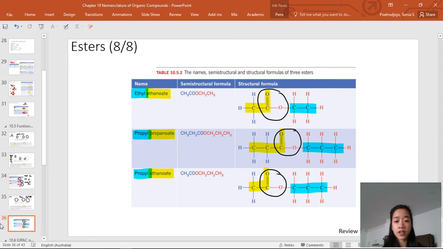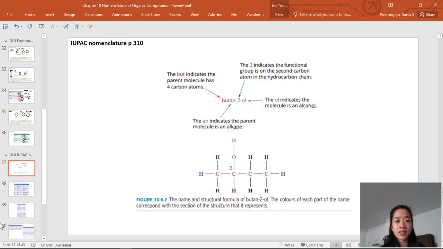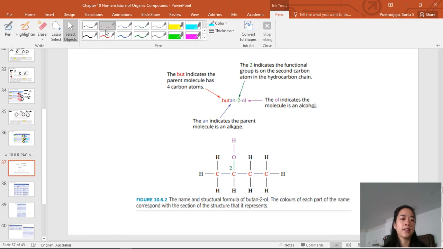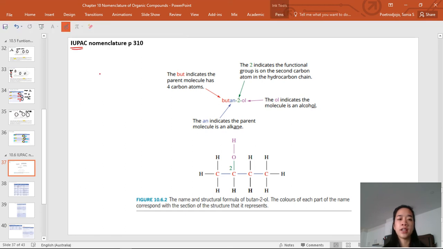So again, you can pause the video here and you can do 10.5 questions on page 309. Otherwise, we can continue. So this is just a summary of everything, and this is going into 10.6, and this is IUPAC nomenclature. IUPAC is almost like it's talking about another language. This is how the world labels compounds.